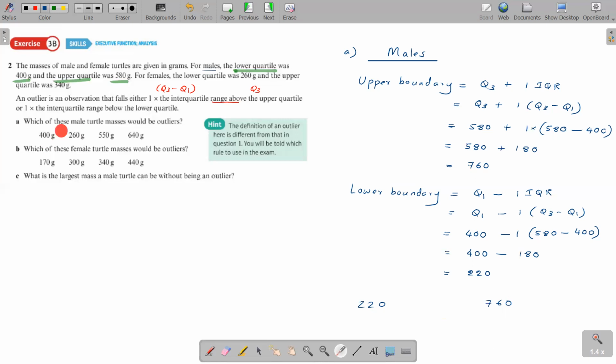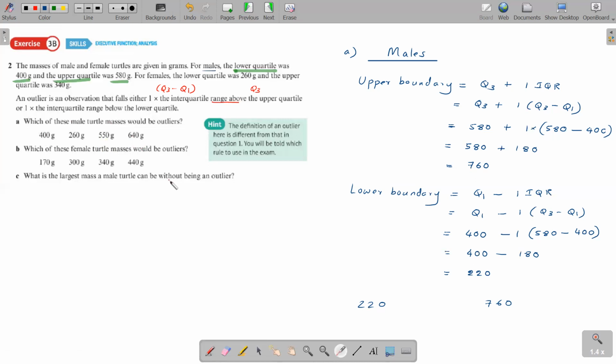They are asking us which of these male turtles would be outliers. What about 260? No, 260 is also not an outlier. It's between these two values. What about 550? No, 550 is also not an outlier. 640 is also in between, right? I think you can see all of these matches are in between the two boundary values, which means none of the male turtles are outliers.